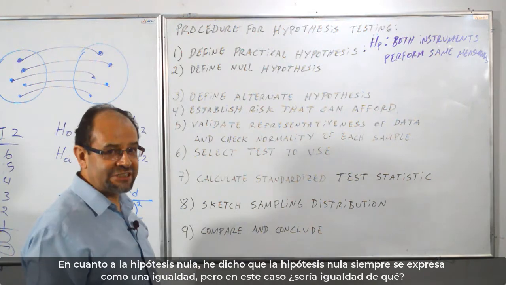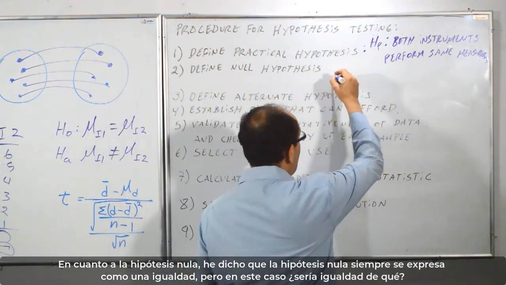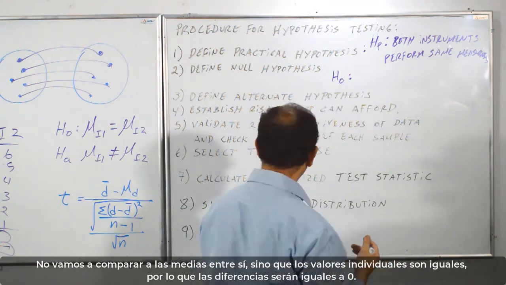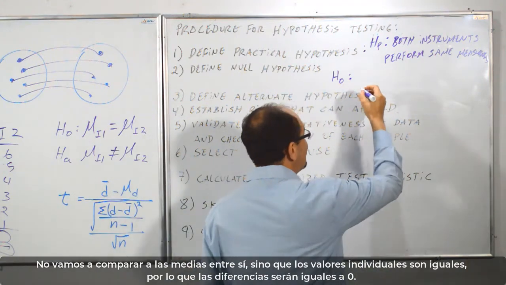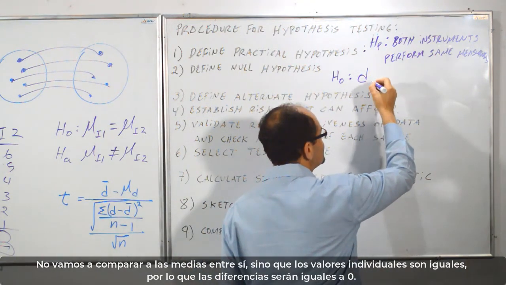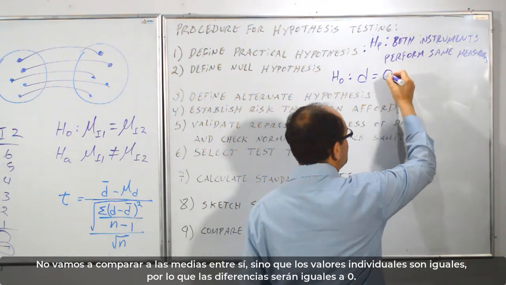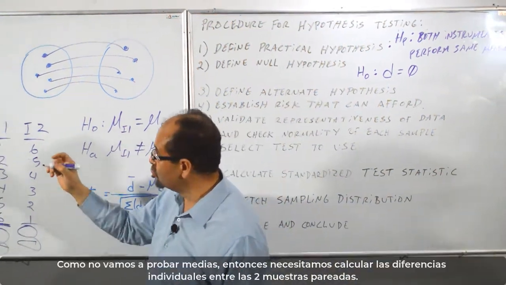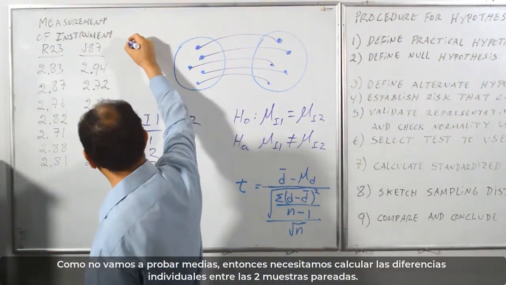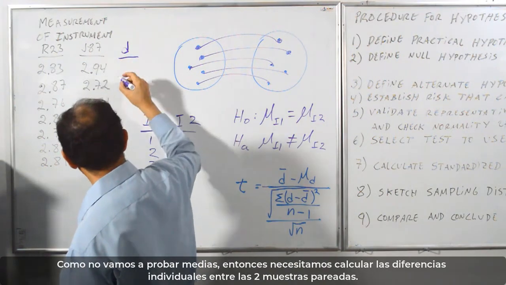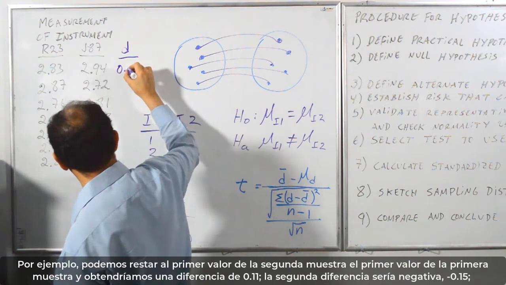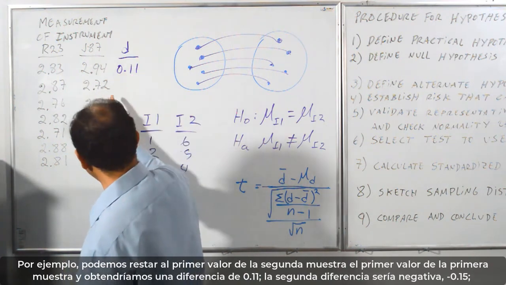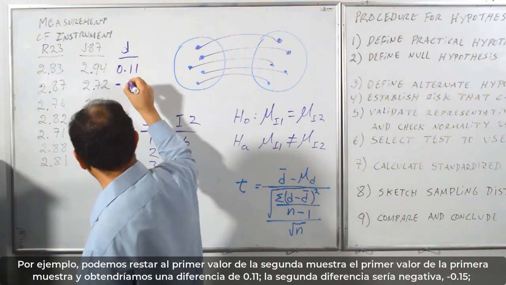Now, the null hypothesis. For the null hypothesis, I have said that it is always the same, but in this case, the same as what? I'm not going to compare both means, but the differences are the same, are equal to 0. And that's what I'm going to test. What I'm going to test is not the two means, but I have to evaluate the differences between those two. For instance, the difference here is 0. I can do the second one minus the first one. For instance, it can be 0.11. If I do the reverse, then the next one will be negative.